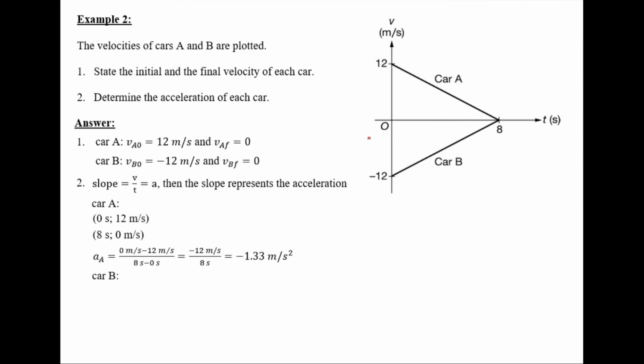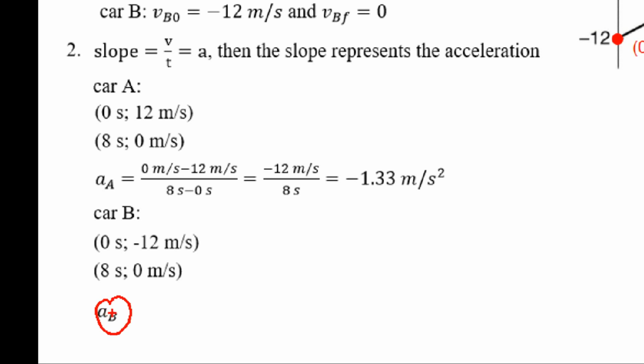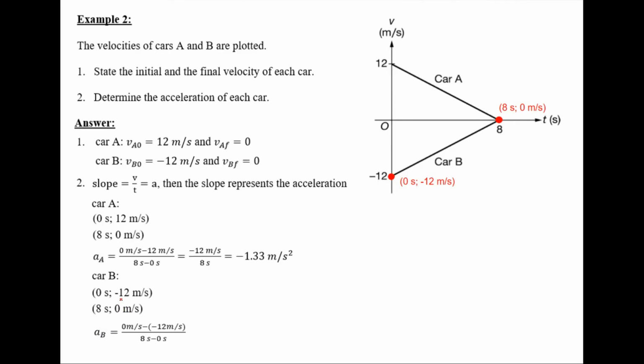Now as for car B, we also need to choose 2 points. This is the first point, we write the coordinates. This is the second point, we write the coordinates, and now we're ready to calculate the slope. That would be a of b, 0 minus negative 12 over 8 minus 0, which is 12 over 8, and that would be 1.33 meters per second squared.